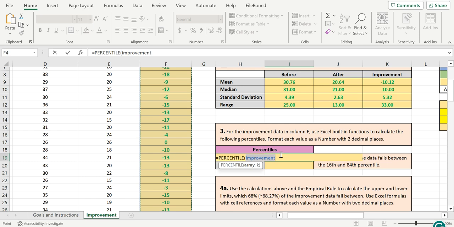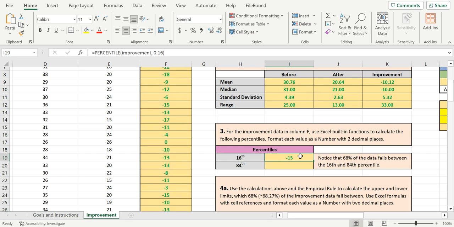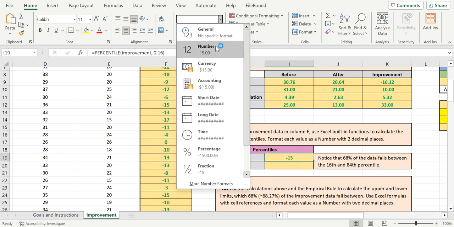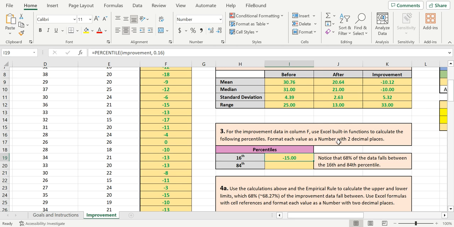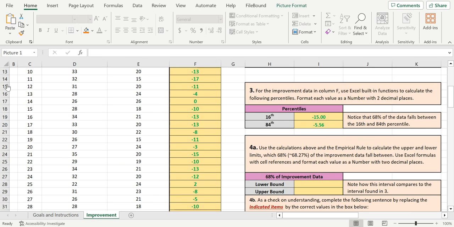So after you highlight the numbers in column F, type a comma, and type the percentile as a decimal. The first percentile is the 16th percentile, so 16th as a decimal would be 0.16. Think of it like 16% as a decimal, 0.16. And then that gets you the 16th percentile. Try the same idea with the 84th percentile. Use 0.84 to represent the 84th percentile.